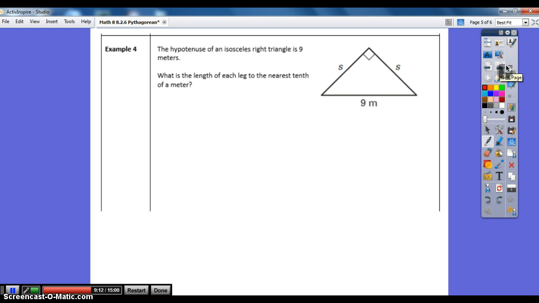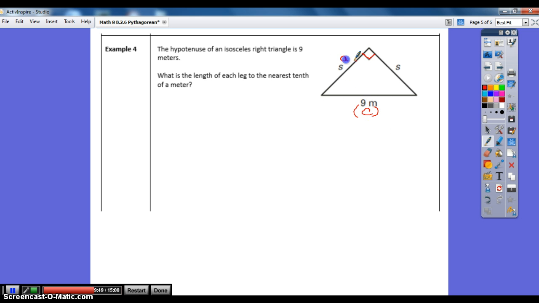Now, the last one for today. This is kind of like the one I was giving you hints about in a way. What do we want to do first? Label. Okay, label what? Let's do the C first. Which one is it? 9. Which one's opposite the right angle? 9. This one does not connect or touch the right angle, so this is your C, your hypotenuse.